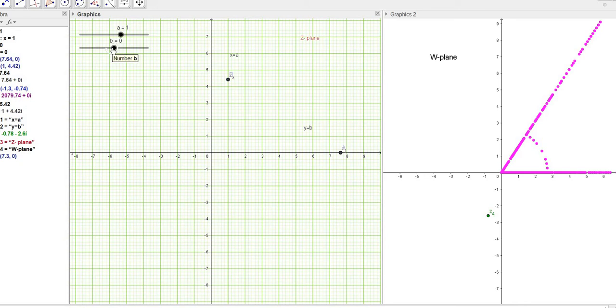Next, I'm changing this b into 3. What will be this? This is again a ray, and when b equal to 2, this is a ray with some angle, and when b equal to 0, this is a ray. Okay, so the image of y equal to b is the ray, an infinite ray with the angle y.